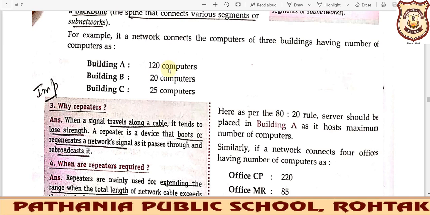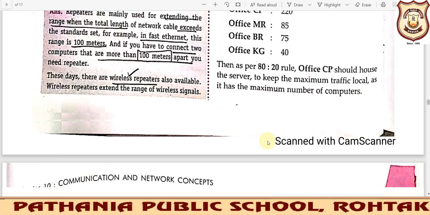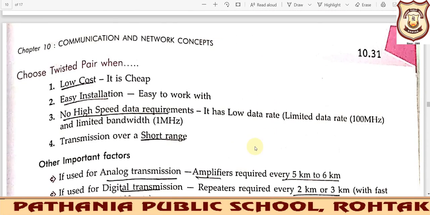So the question comes, in which building you will set up your server? Your answer should be the one which is having the maximum number of computers in that area. Okay, so it is also saying building A as the host, maximum number of computers. Fine. So this is a 1 mark question, every time the answer will remain the same.